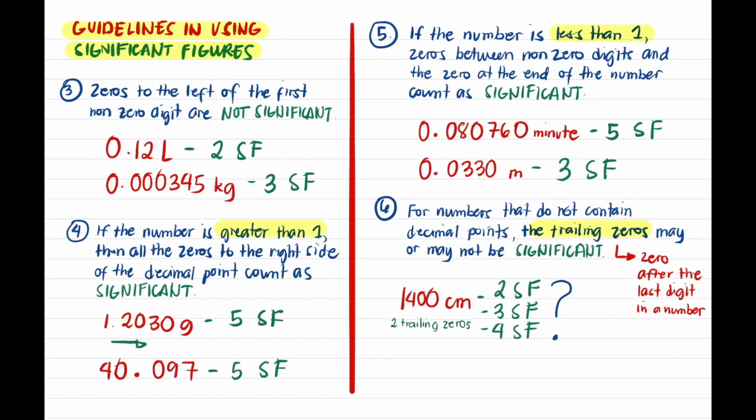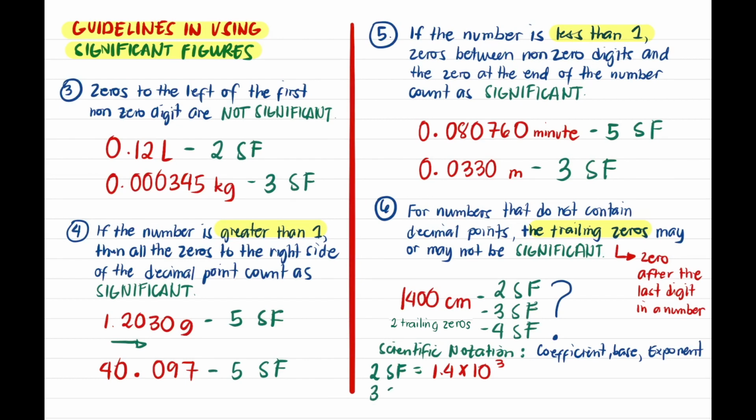To prevent the ambiguity, we can express 1,400 in scientific notation. Review lang natin na ang scientific notation ay may 3 parts: coefficient, the base, and the exponent. So ang ika-count lang natin ay yung coefficient. So for 2 significant figures, 1.4 times 10 raised to 3. So 1 and 4 lang ang significant.